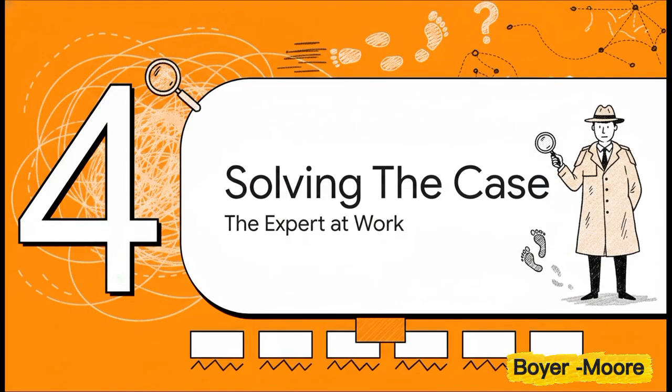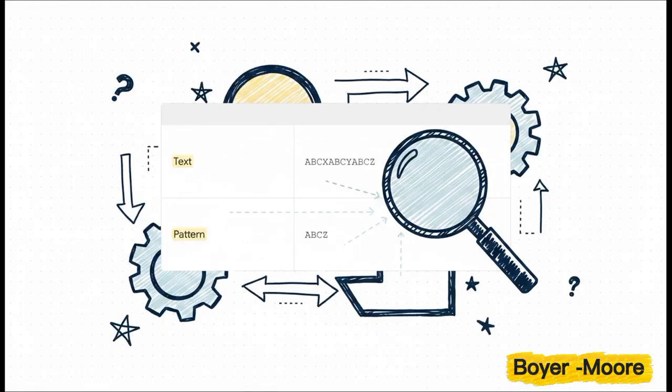All right, theory is great, but let's actually watch our expert put these rules into practice and solve a case right before our eyes. So here's our new case file, a simple text and a simple four-letter pattern we need to find, A, B, C, Z. Let's see how our Boyer-Moore detective tackles this one.